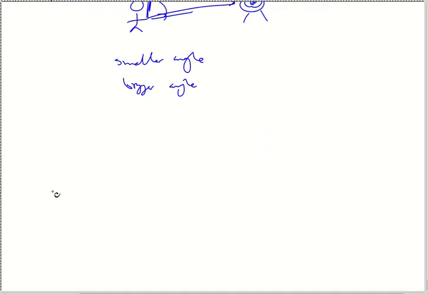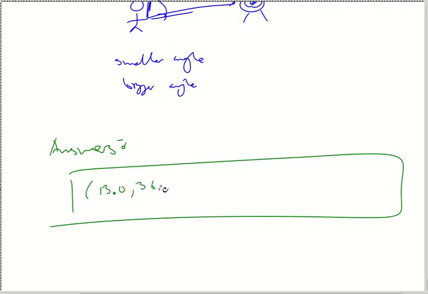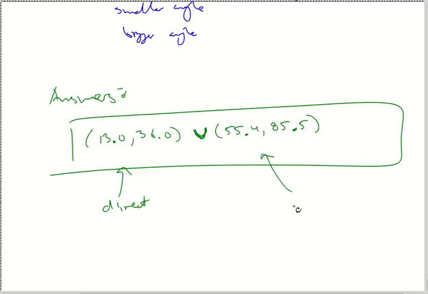Let me go ahead and give you the answers for my personal one here, with the numbers that you saw. So my answers are, here we go, 13.0 to 36.0, union. So those are my shorter angles. Union, 55.4 and 85.5. Again, these are the bigger ones. I would say those are my direct shots, like throw it directly at it. And here, these are like the lobs, like you're lobbing it over.